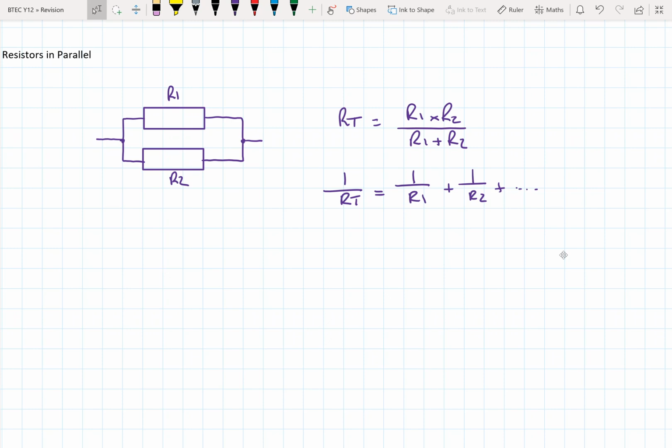Okay, in this video we're going to look at resistors in parallel. So we've got our two formulas for resistors in parallel. We've got product over sum, so R1 times R2 over R1 plus R2. Now that formula only works if you've got two resistors.